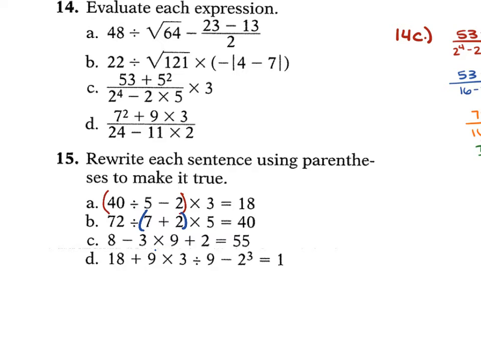For C, we have 8 minus 3 times 9 plus 2. It was equal to 55. So we're going to have to get something like 5 and 11. Well, 8 minus 3 is 5, and 9 plus 2 is 11.